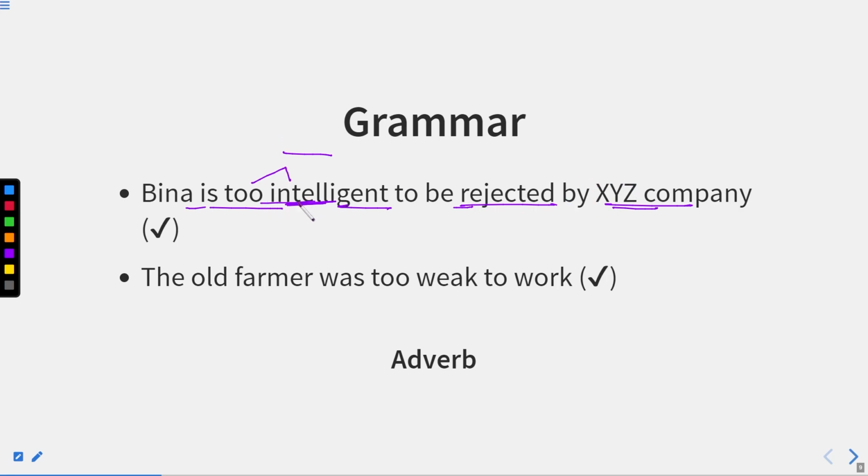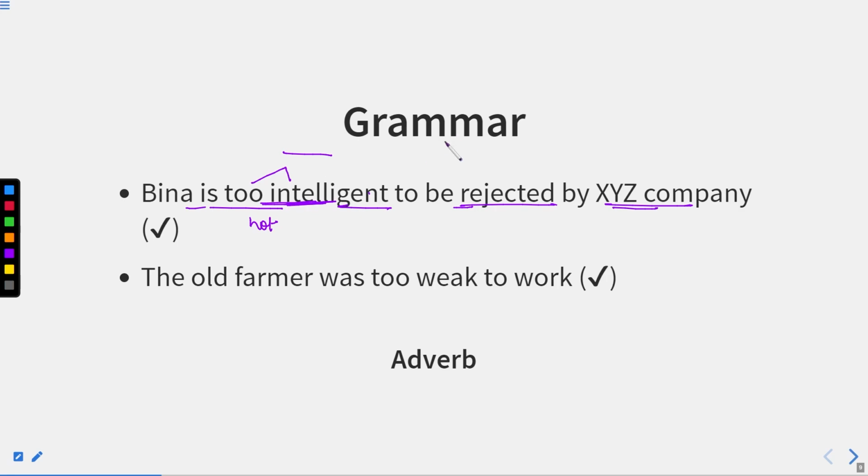How? Because she's not intelligent at all. She's not that much intelligent as per the requirement of XYZ company. So she's not eligible. That is why if I'm saying too intelligent, of course, intelligence shows something positive about someone. For example, if I say you are very intelligent, it means I'm praising you. But if I'm saying Beena is too intelligent to be rejected, it means I'm taunting Beena. I'm taunting this girl that she's too intelligent that she will be rejected.